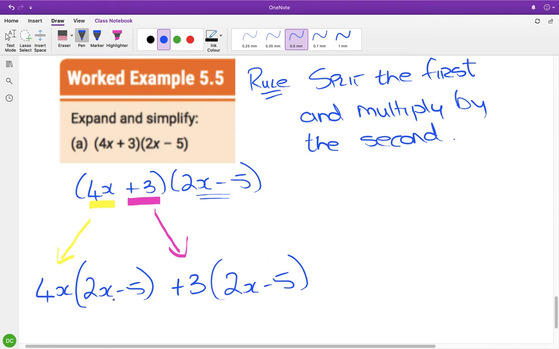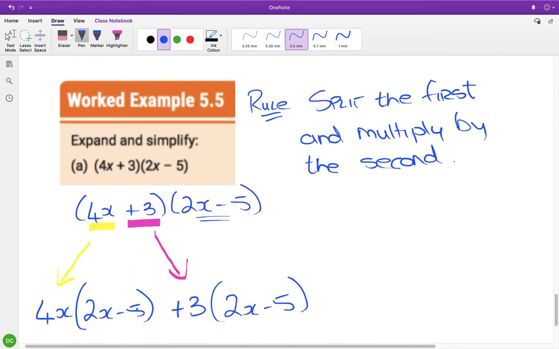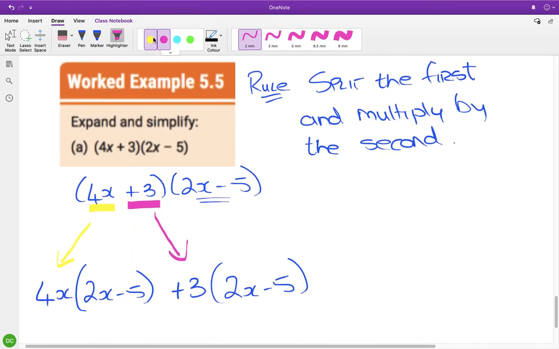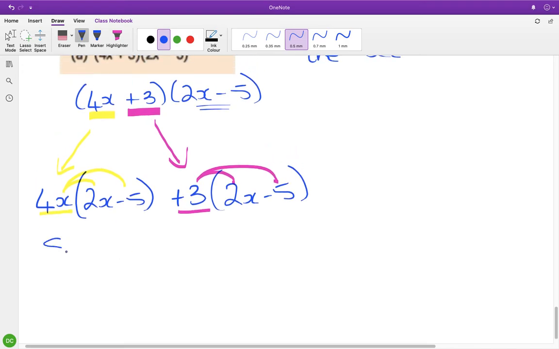Okay, and now we're literally back to the same thing as we had up here. Now I'll go through it just to practice it, but it's the same thing. So we're going to take that 4x, which is being multiplied by this bracket, and we're going to distribute it across that first bracket. And then we're going to take this 3, and we're going to distribute it across this bracket. So 4 times 2 is 8. Now I have an x and an x, so I've got 2 x's. So you write that as x squared.